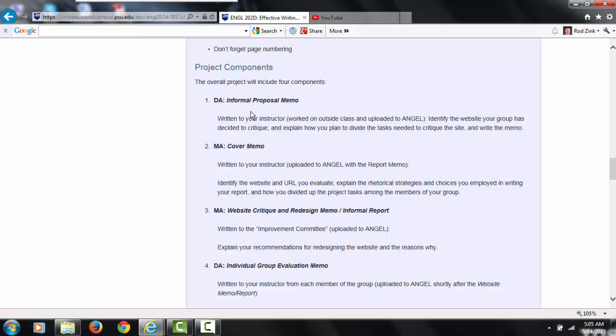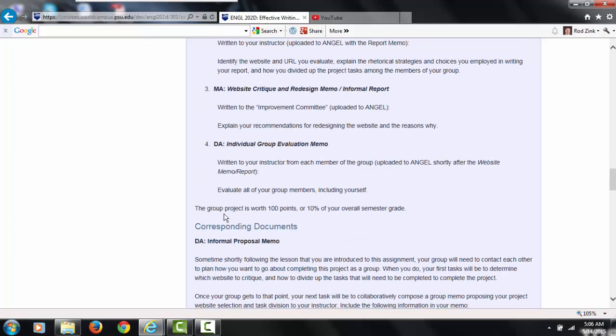The first, an informal proposal memo, is the initial document you will compose as a group for your instructor to identify the website you plan to critique, as well as to present some of the issues you see with the website in order to test whether the ones you are focusing on are of appropriate complexity for the assignment. The last document of the project, the group evaluation memo, is the only one you will draft and complete individually. Through this document, you will evaluate all your group members, including yourself. Your instructor will use these evaluations to adjust and determine your individual grades on the group project.